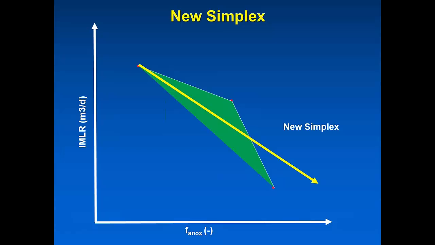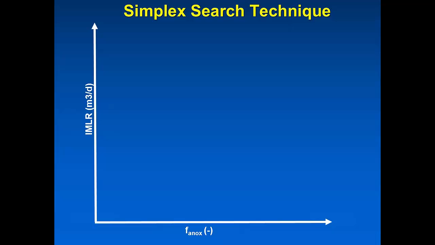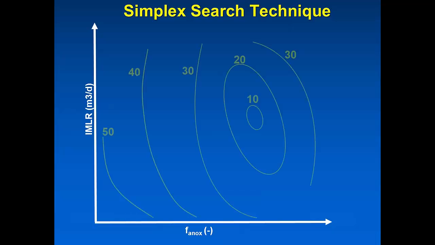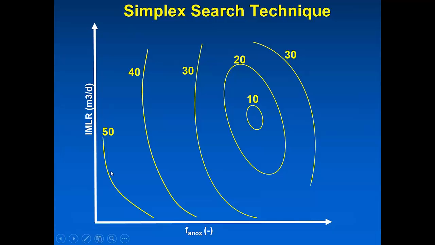So let's imagine that we have the surface here. This is the effluent total nitrogen at these particular coordinates of anoxic fraction and internal mixed liquor recycle rate. And we're trying to find that minimum point that is over here. So we'll start with our initial guesses and our initial simplex, and then we reflect through, and that got better. So we'll reflect through again and again.